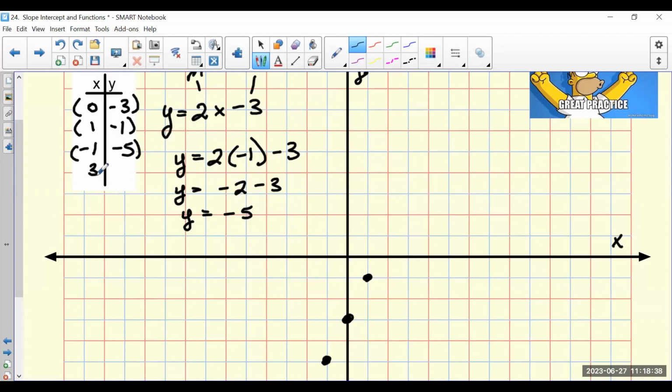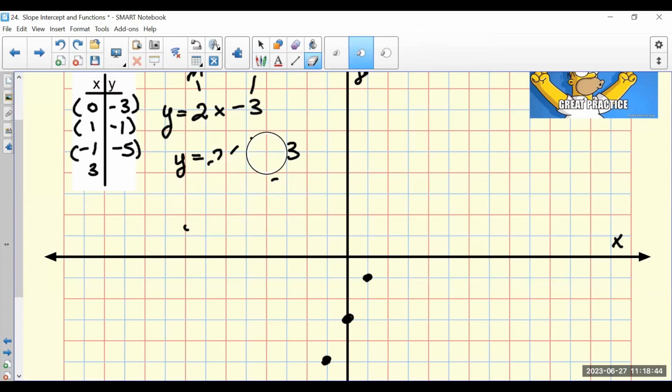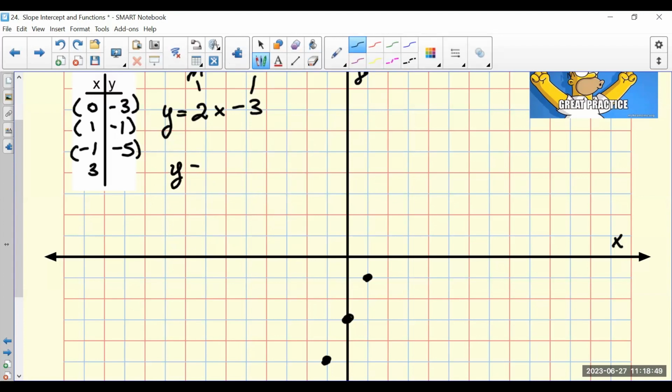Okay, so let's try something farther out on the x-axis. Let's try a 3. All right, here we go. Y is equal to 2 times 3 minus 3. Order of operations, y is equal to 6 minus 3. 6 minus 3 is 3. So we have a coordinate point at 3, 3. So we would go out 1, 2, 3. We would go up 1, 2, 3. And now we have 4 points. And it looks like they're all lining up pretty well.